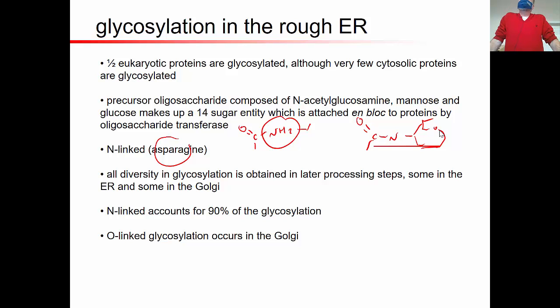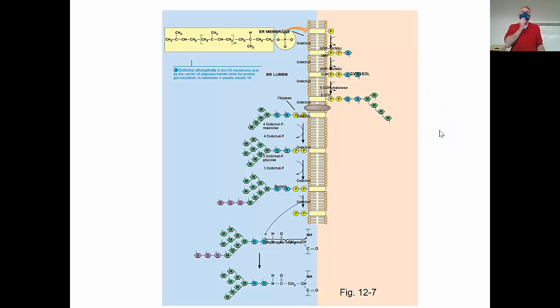The N-linked glycosylation only occurs in the endoplasmic reticulum. There is also an O-linked glycosylation that occurs in the Golgi, another organelle, the one we'll be looking at next. The way this works is super cool. This is showing how the sugar is manufactured. On your right-hand side, you have the cytosol. On the left-hand side is the lumen of the endoplasmic reticulum.